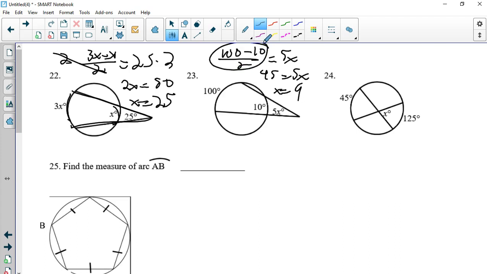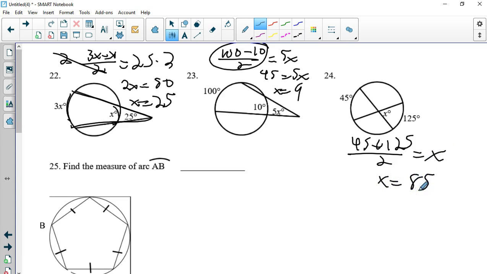All right, crossing inside the circle. In this case, we add 45 plus 125 divided by 2 equals x. So x is equal to 85.